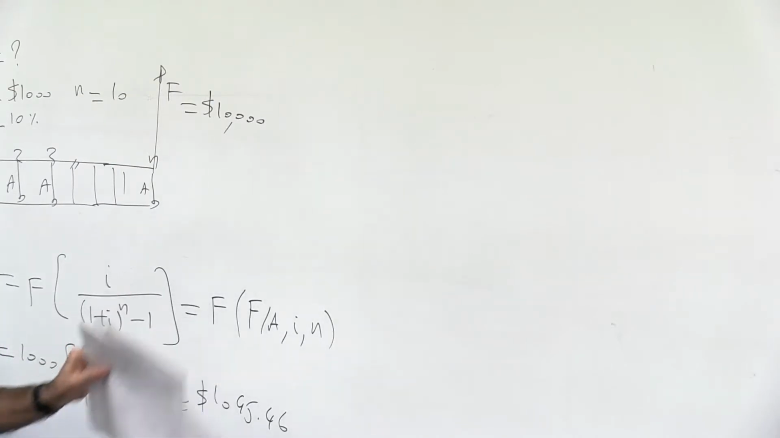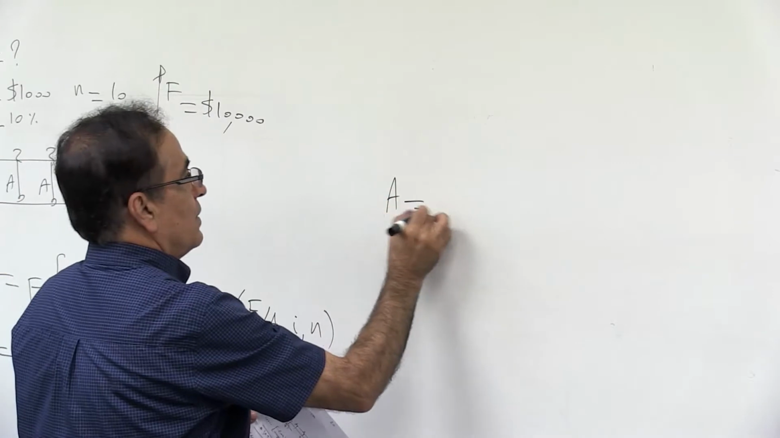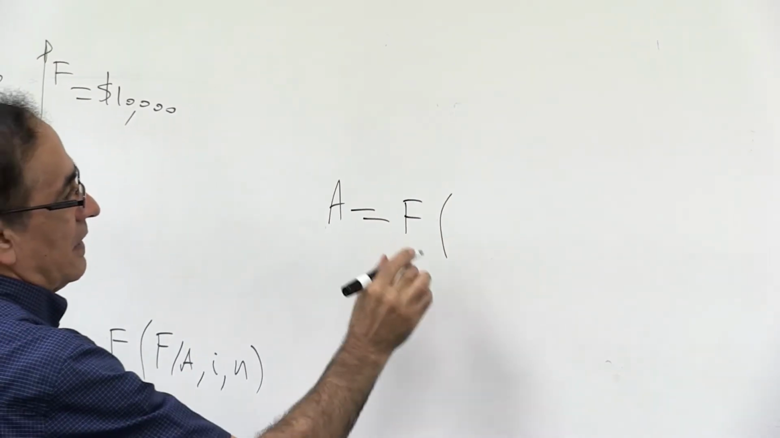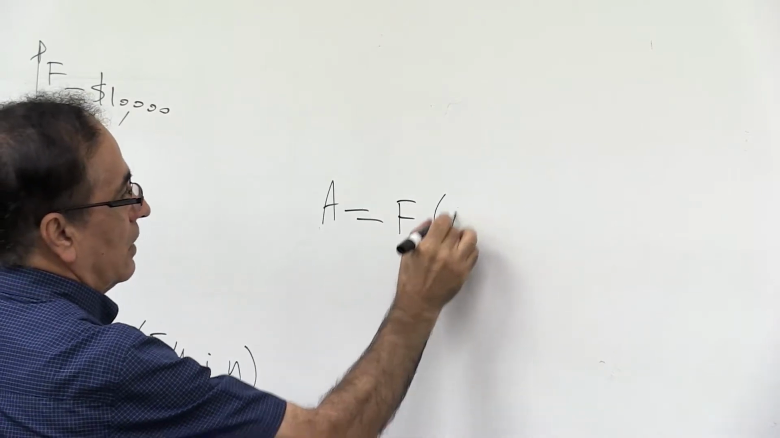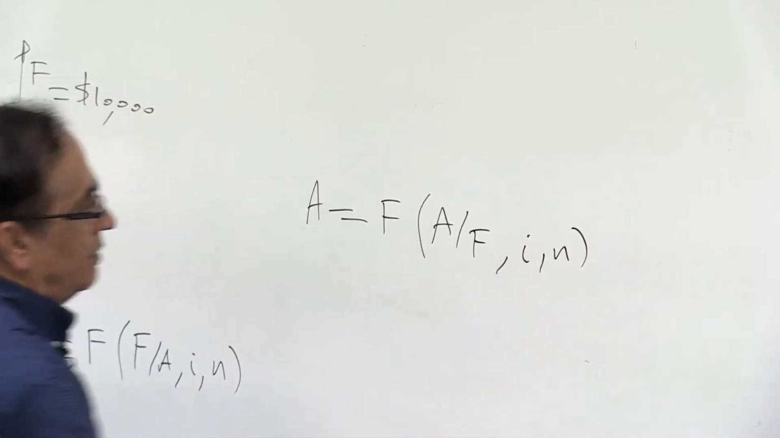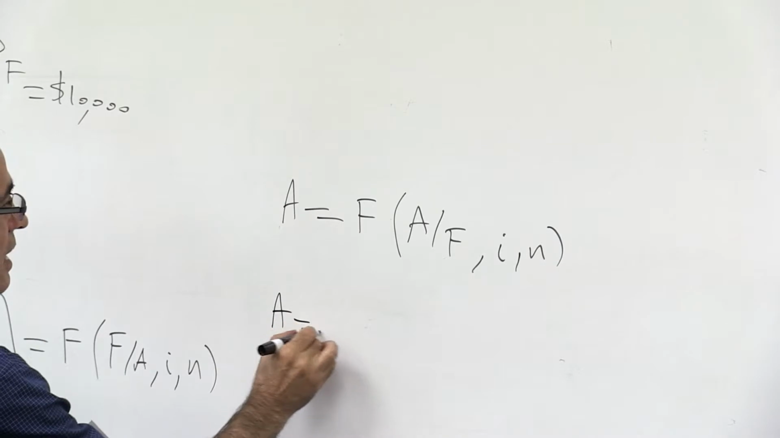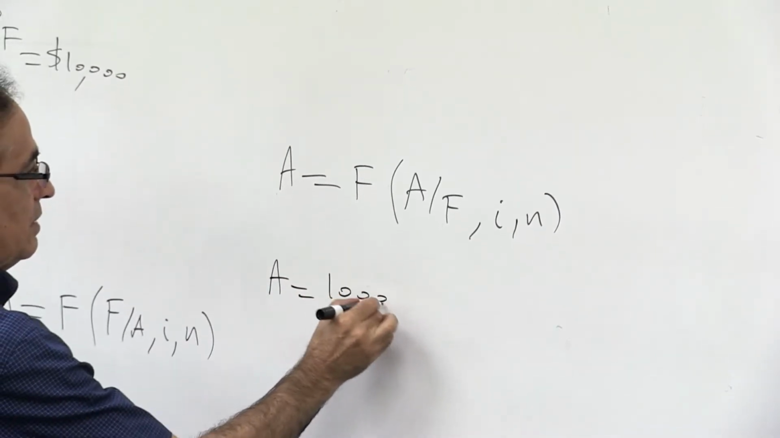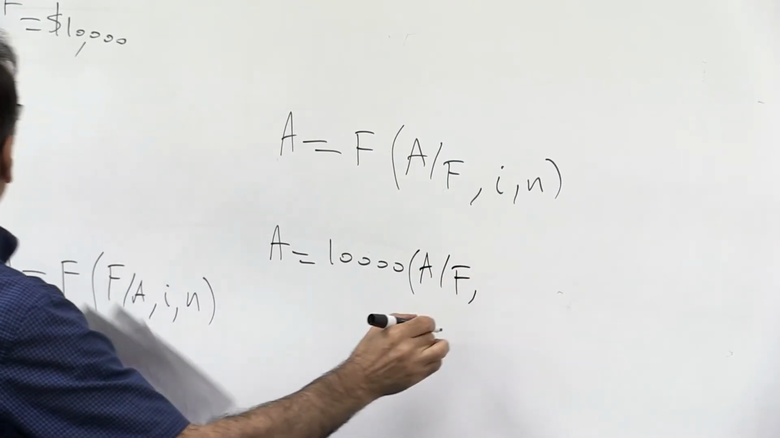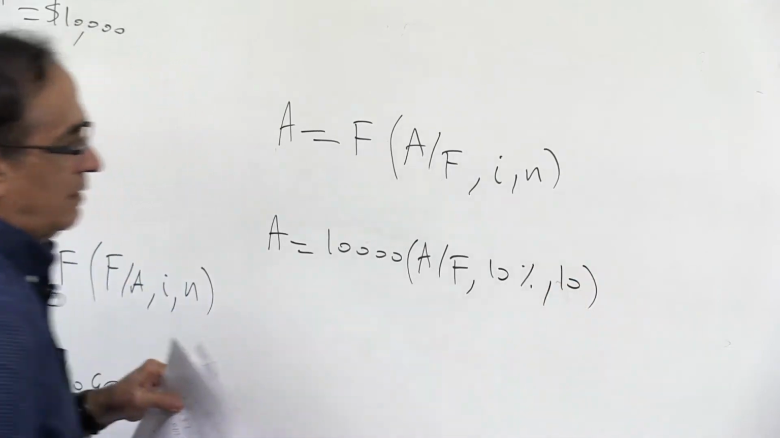So now I'm going to show you how to use the table. The A is going to be F times A given F. Now remember, F is given, you're trying to find A. That's why we call this A given F with i and n periods. Now we're going to substitute for the numbers. F is 10,000, A given F, the interest rate is 10%, the number of periods is 10.